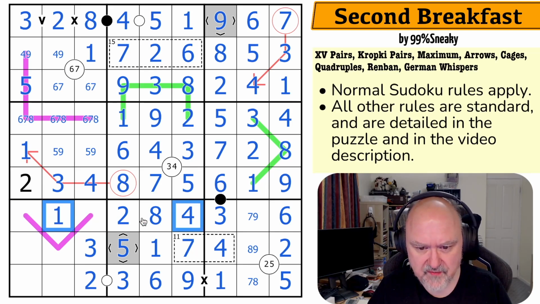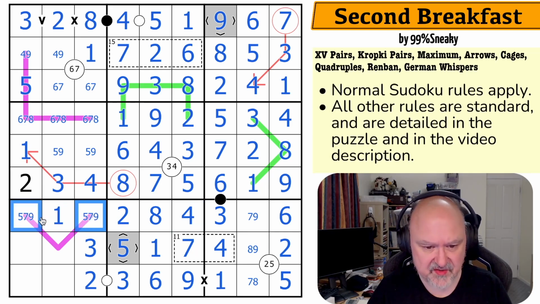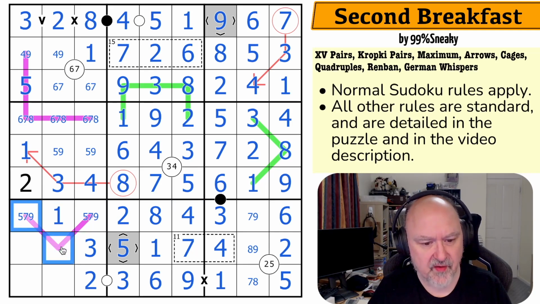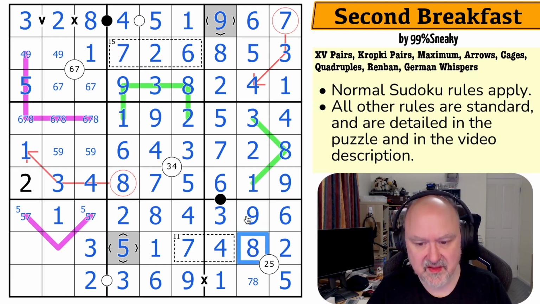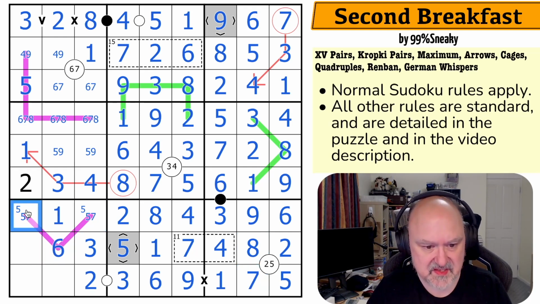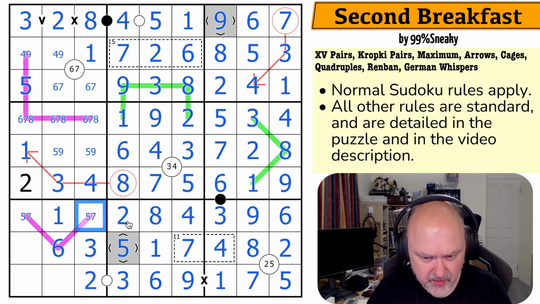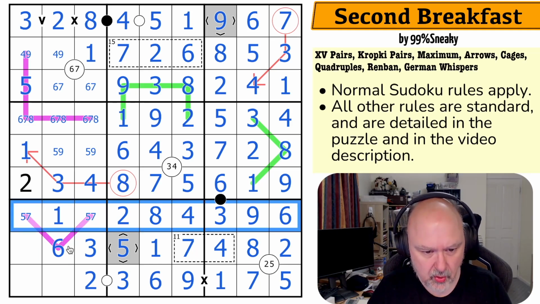So 1, 2, 3, 4. These are 5, 7, and 9. But I can't put 5 and 9 on a line together because 5, 6, 7, 8, 9 doesn't work. So there must be a 5 in here. So there's no 9 in here. This is the 9. This is the 8. This is the 7. To connect 5 and 7, that becomes a 6. I went wrong on this line somewhere. I think I pencil marked this row wrong.